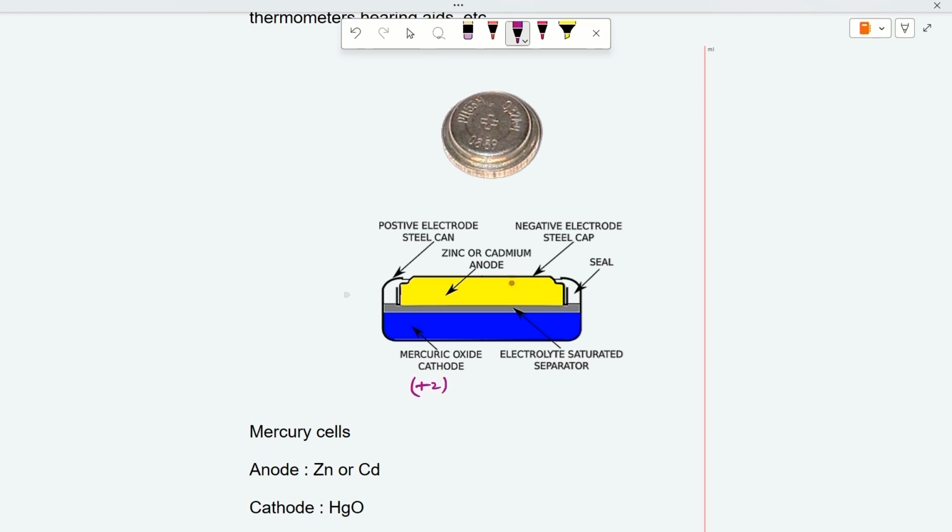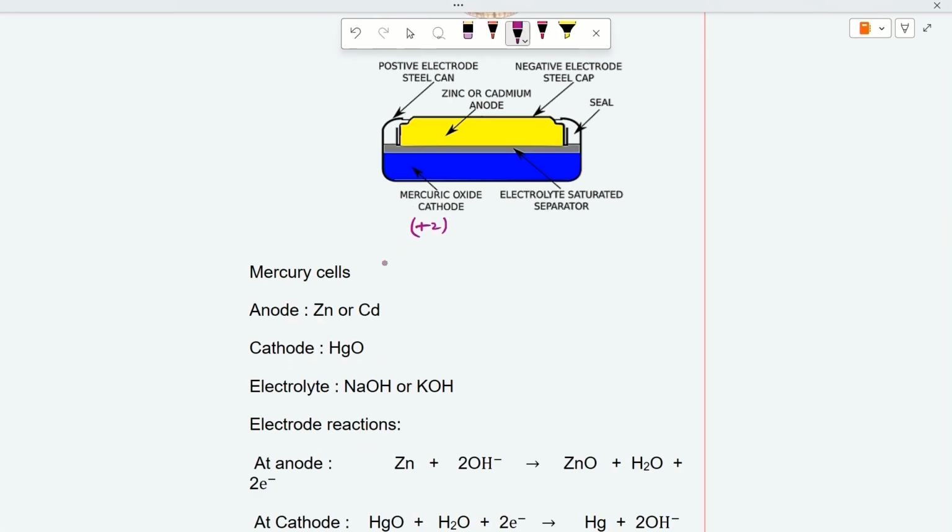Okay, and that separates these two, that is on the one side we have the anode, the other side we have the cathode. Anode will be the negative terminal and cathode will be the positive terminal. Electrolyte is usually sodium hydroxide or potassium hydroxide. Here anode, you can have either zinc or cadmium, but cathode is always mercuric oxide.